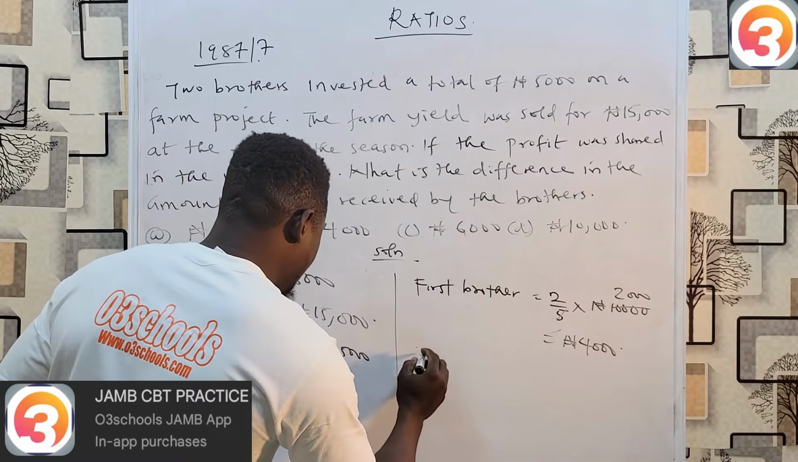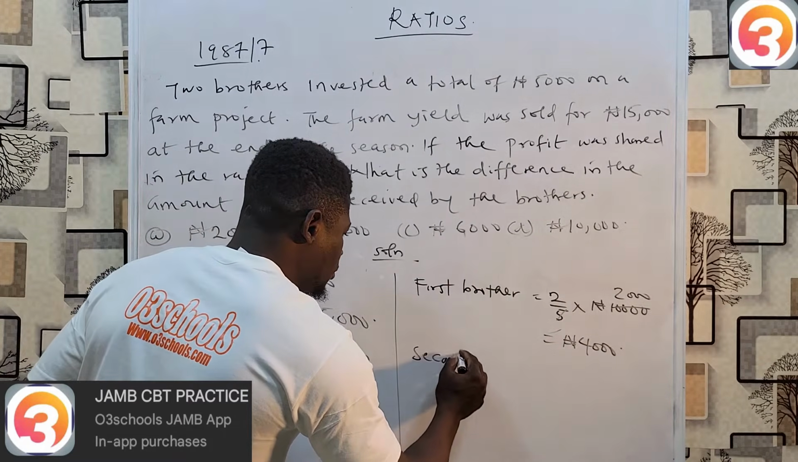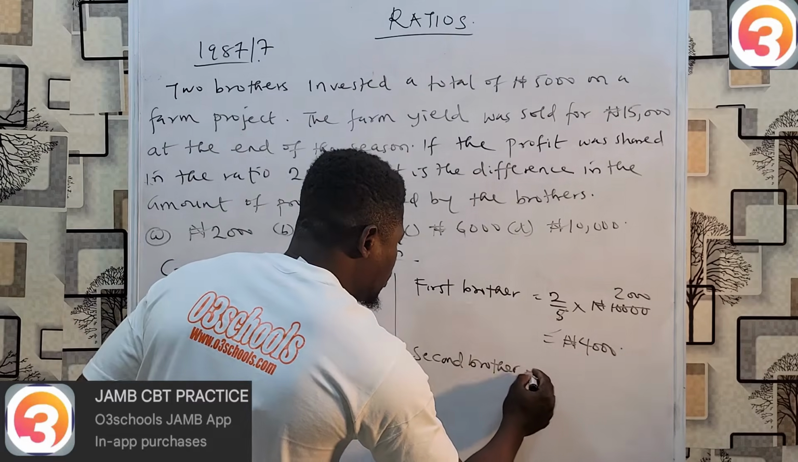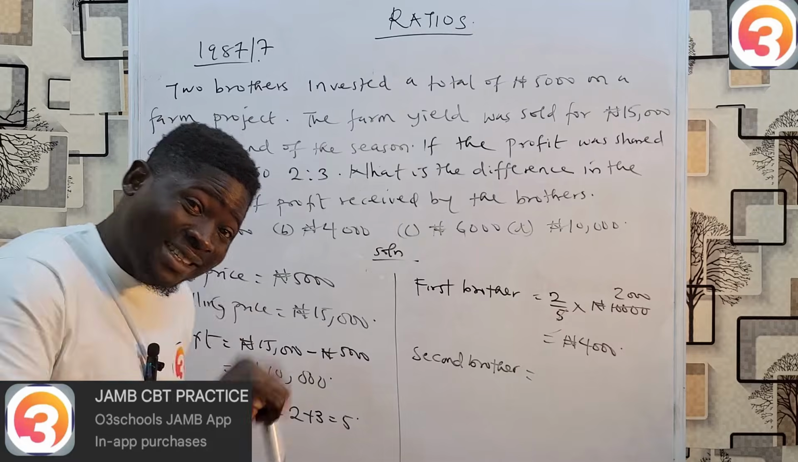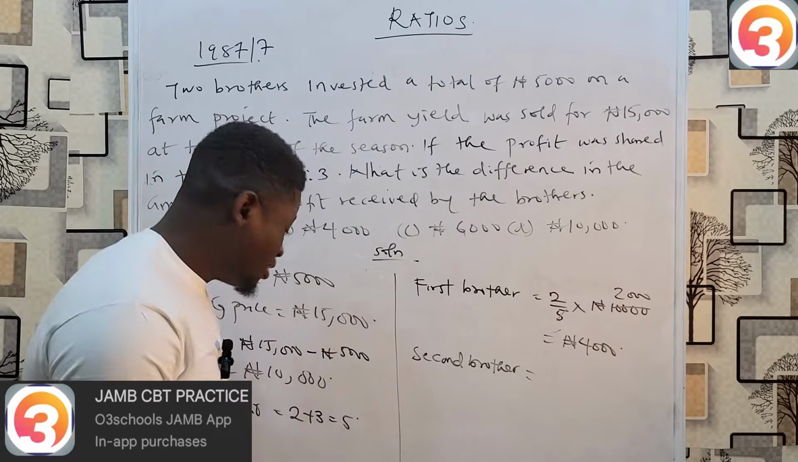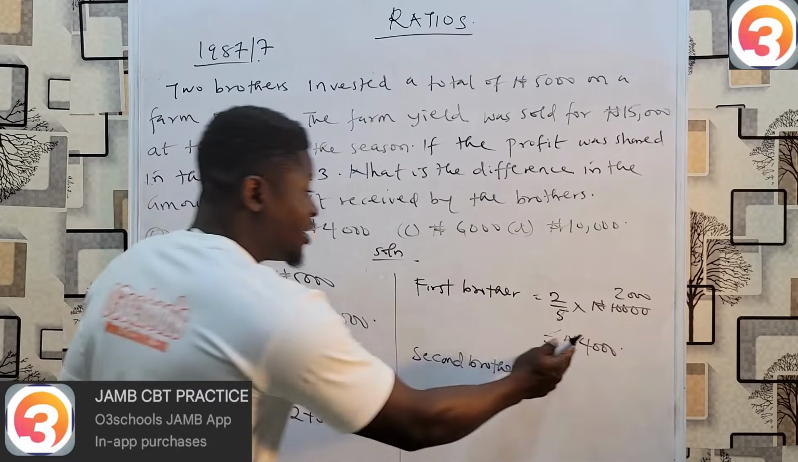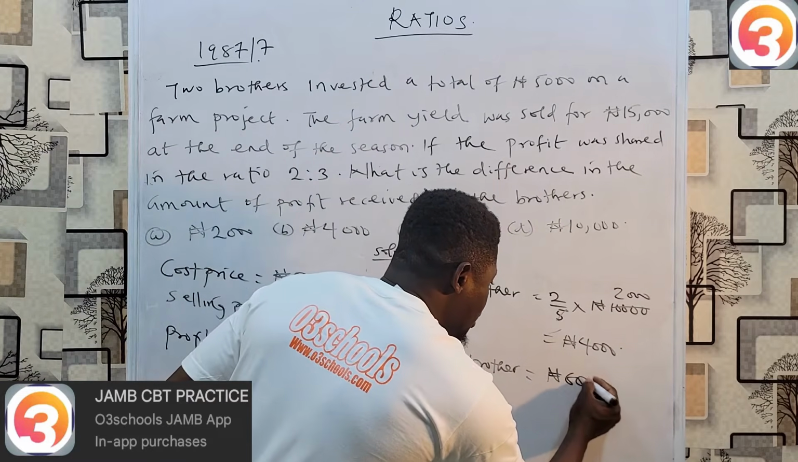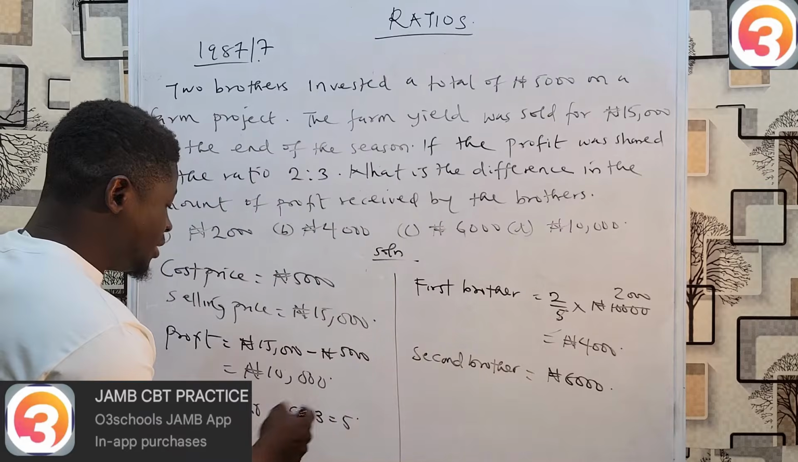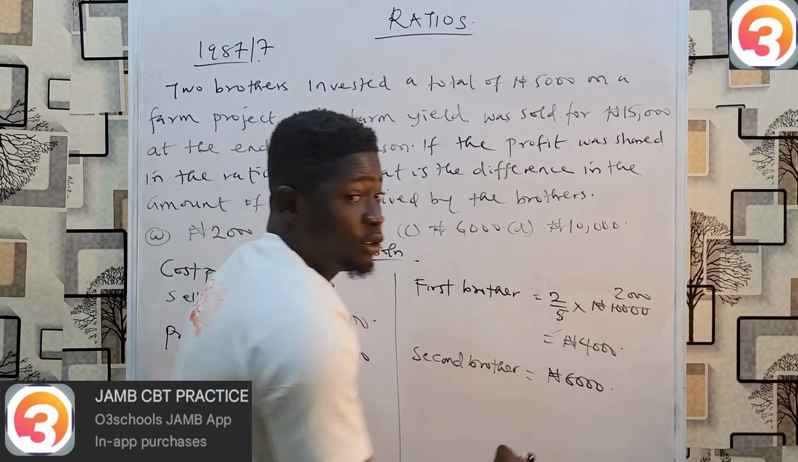Now, the second brother. Even without solving, in a JAMB setting, when you are in the exam hall, you don't need to solve for the second brother. You already know that the total profit is 10,000 and the first brother had 4,000. What would the second brother have? 10,000 minus 4,000, which is 6,000. Or if you want to go further, you may say 3 over 5 times 10,000 to get your 6,000.